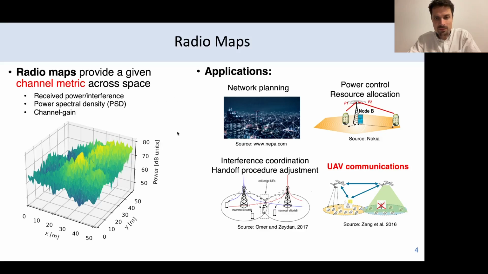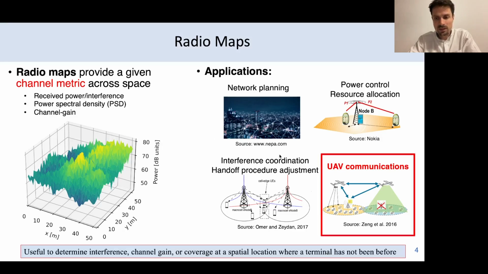Radio maps have many applications. They allow us, for instance, to detect coverage holes or to control interference. In our case, we'll be using them for their ability to predict the channel at locations where the UAVs have never been.